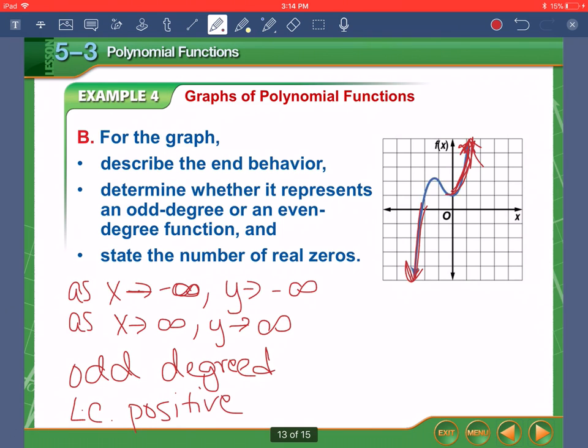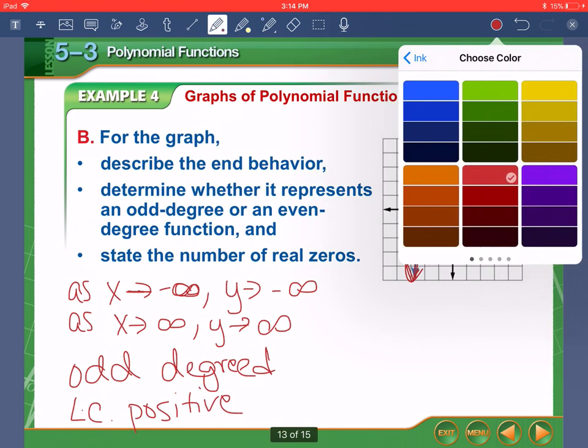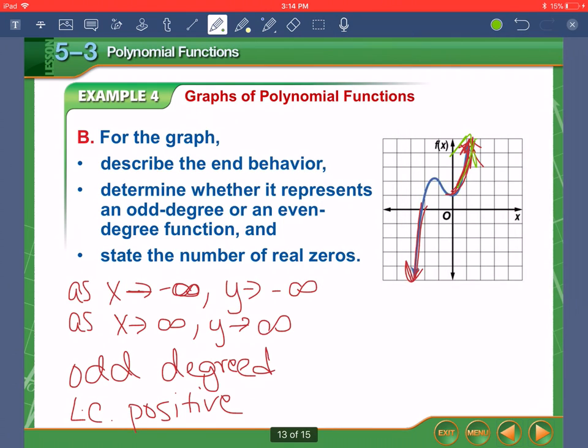And the reason why is because the end behavior is going up towards positive infinity, which means it has to be a positive lead coefficient. And our number of real zeros is 1. We only cross the x-axis in one place.